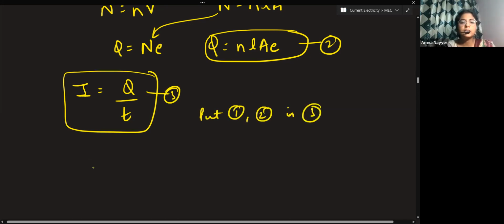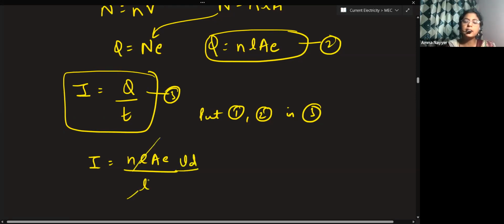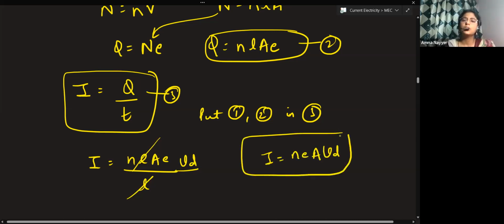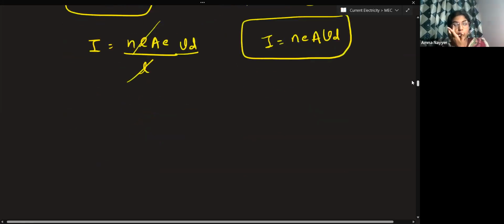What do you get? Current is charge, that is n L A E, divided by time, which was L divided by VD. So VD will go up. Length gets cancelled. Current comes out to be n E A VD. This is a relation. So this is a very easy derivation as compared to the derivation of drift velocity. But here you should remember a few points that can come in your theoretical questions.